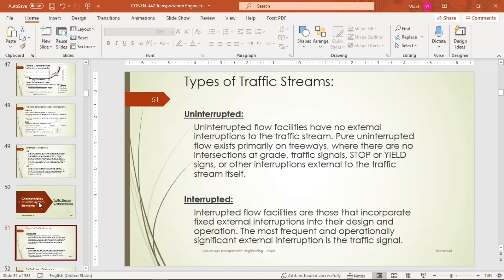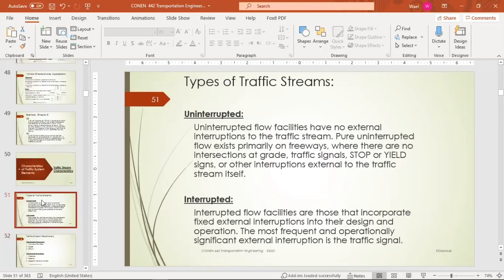Any questions so far? The interrupted are the opposite. Basically, interrupted flow facilities are those that incorporate fixed external interruptions into their design and operations, like stop signs, traffic signals, and so on. Any questions?